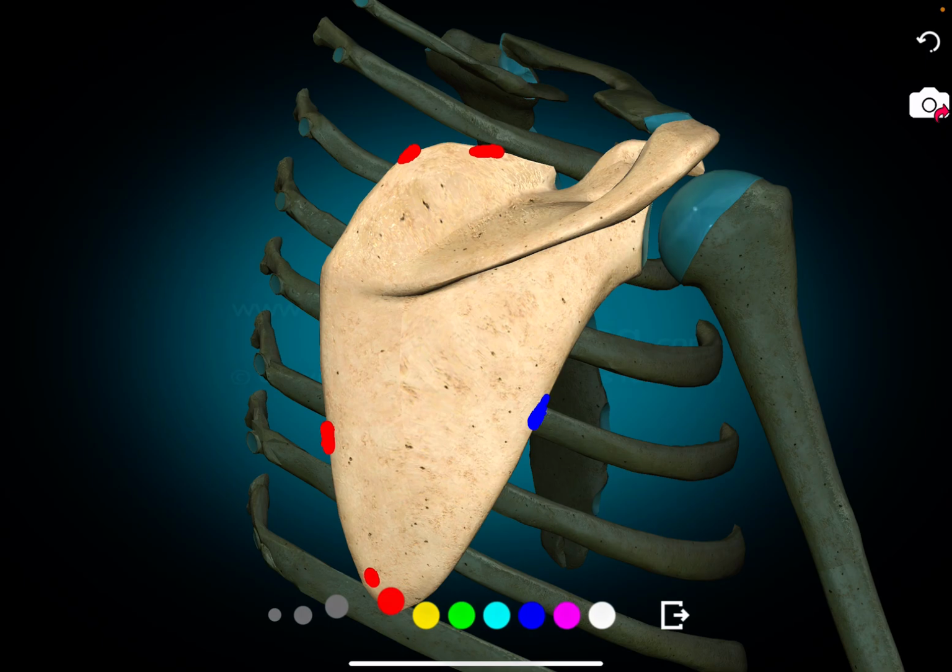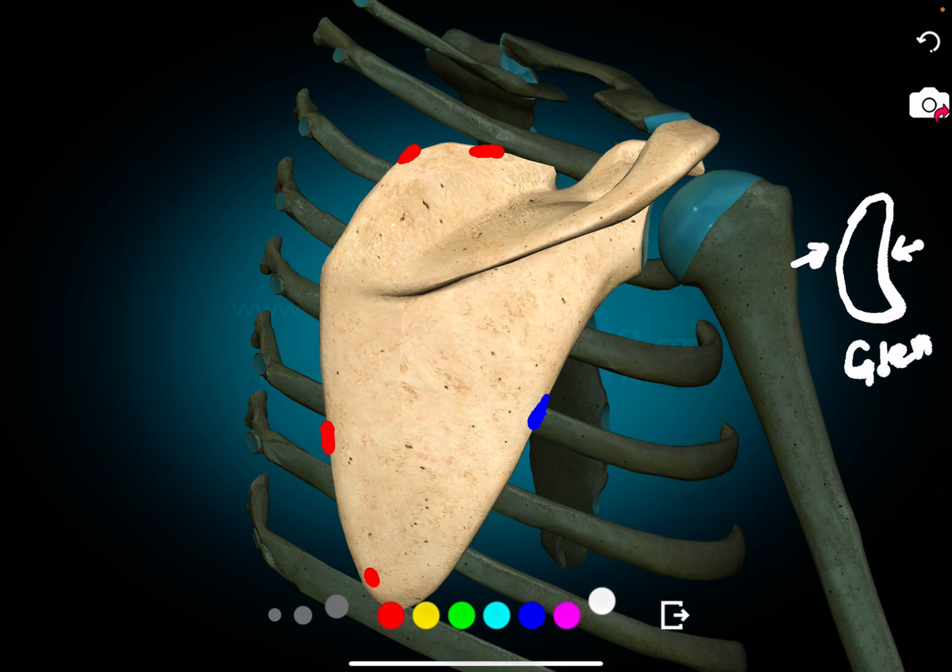The lateral angle is like a pear. It is concave anteriorly and convex posteriorly. That is called the glenoid, and it articulates with the head of the humerus, forming the shoulder joint.